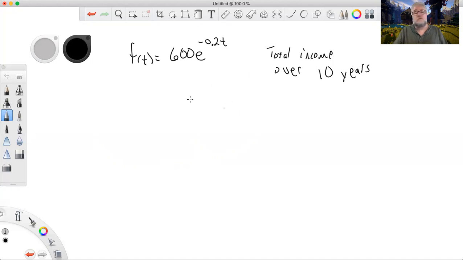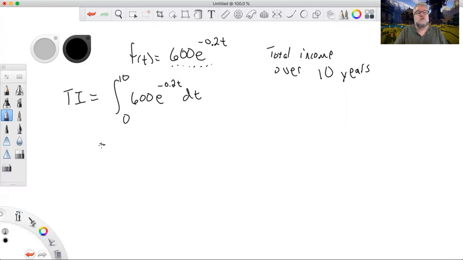Okay? So, total income is going to be the integral of 600 e to the minus 0.2 t dt from 0 to 10. We need to be really careful and make sure we know, is this the amount of money coming in per year or per month? If it's per month, then I don't want to do 0 to 10 years. I would do 0 to 120 months. So it's very important we look at the units on a problem. This is in years, so we're okay.